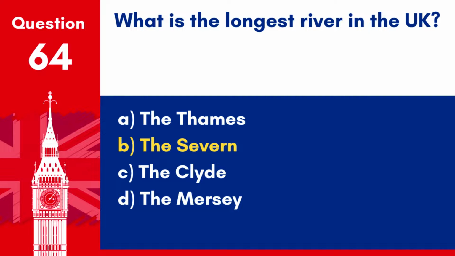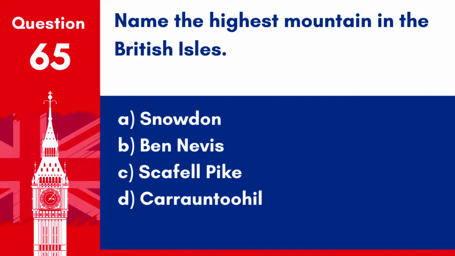Answer. B. The Severn. The River Severn is the longest river in the United Kingdom, stretching about 220 miles. Question 65. Name the highest mountain in the British Isles. A. Snowdon. B. Ben Nevis. C. Scafell Pike. D. Corrantouhill.